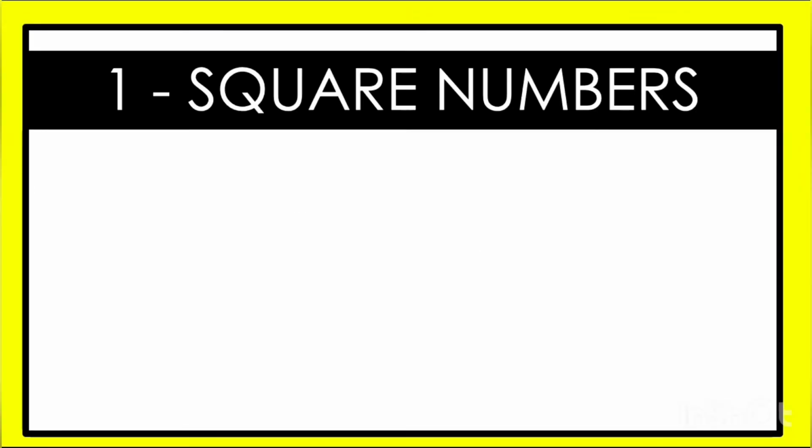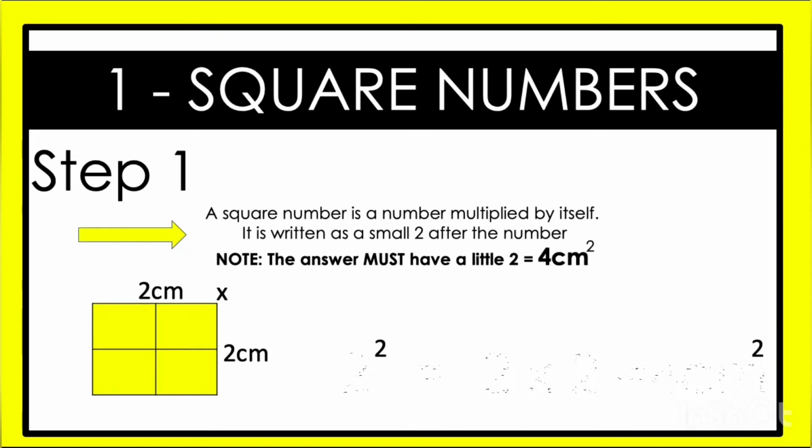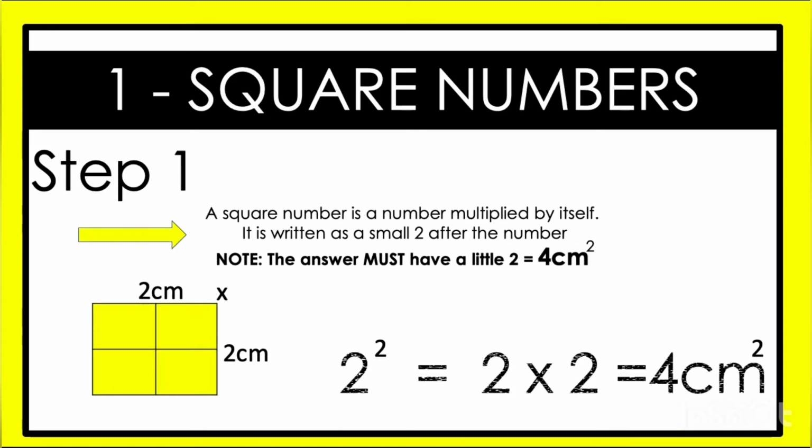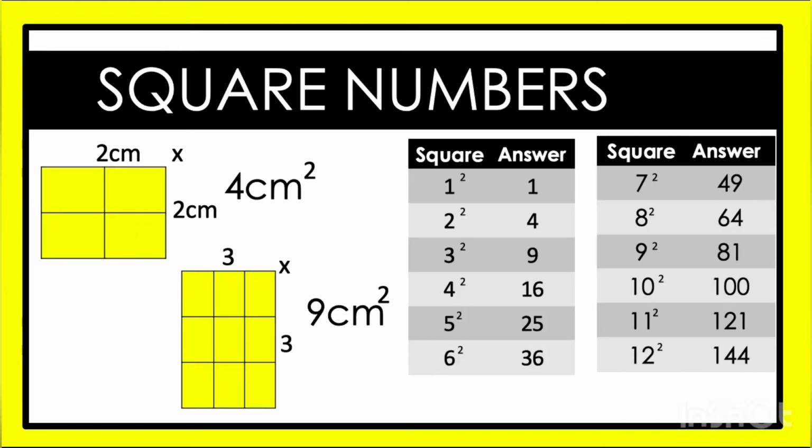So number 1, square numbers. What is a square number? Well, a square number is a number that's multiplied by itself. For example, 2 squared is 2 multiplied by 2. 4 squared is 4 multiplied by 4. Notice the small 2 above the big number. That tells us it's a square number. And because we're measuring in centimetres, our answer has a little 2 above the centimetres as well. So 2 squared is 2 multiplied by 2, which is 4 centimetres squared.